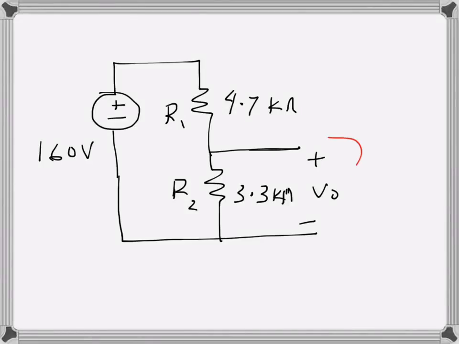We need to find the open circuit voltage here, V0, and the power dissipated by each of the resistors, 4.7 kilo ohms and 3.3 kilo ohms. So in order to find V0, I will apply the voltage divider rule.